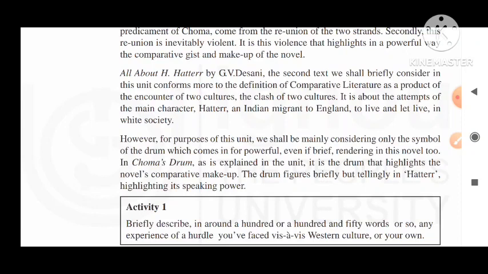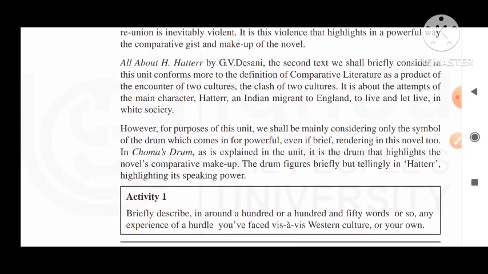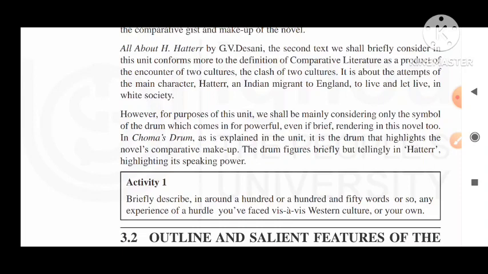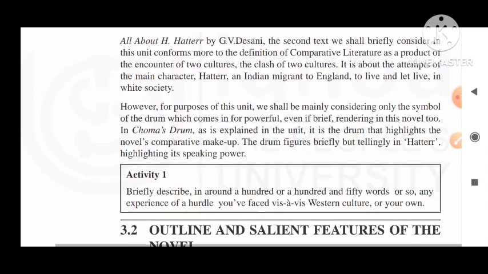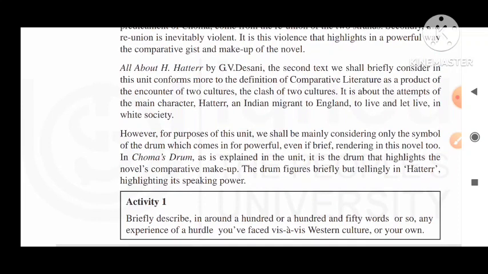All About H. Hatterer by G.V. Desani. The second text we shall briefly consider in this unit conforms more to the definition of comparative literature as a product of the encounter of the two cultures, the clash of two cultures. It is about the attempts of the main character, Hatterer, an Indian migrant to England, to live and let live in white society.